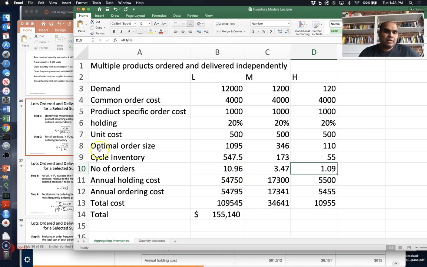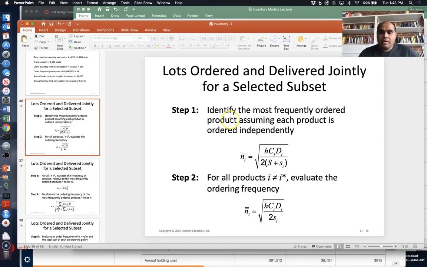So that's what you have. So I identify the most frequently ordered items. For all other products, we evaluate the ordering frequency. Once you evaluate this ordering frequency, it tells us, relative to the most frequently ordered item, how often we should order this item. If this is ordered 10 times a year, should we order it every other time this is ordered? Every 3 times? So we are going to calculate that.